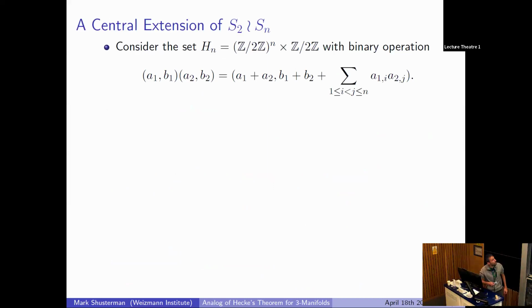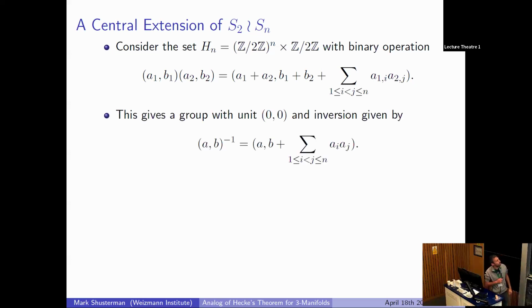Yeah, so let's talk about this hyperoctahedral group and construct an extension of it. I want to define a different group now in order to get to the extension. The group Hn is a direct product only set theoretically, but the binary operation is a little weird and is given by the following formula. You can check that this formula is associative, that 0, 0 is a unit, and that the inverse is given by this formula. So you really get some finite group from this.